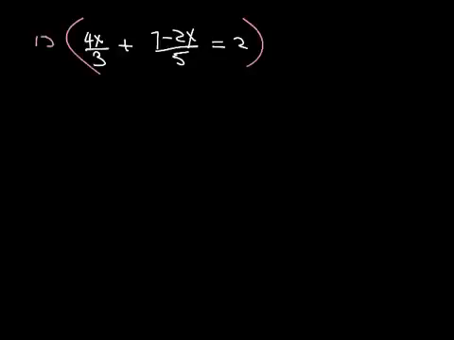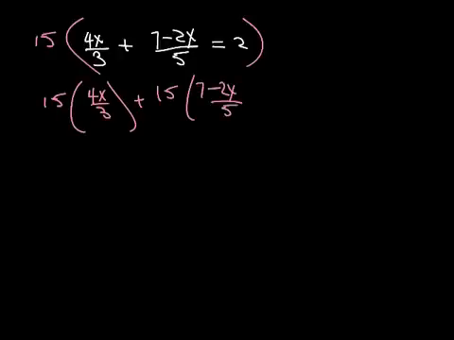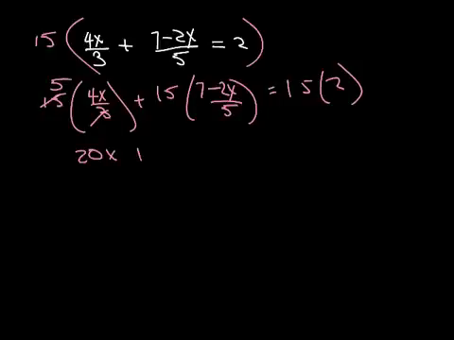We've got 4x over 3 plus 7 minus 2x over 5 equals 2. This usually is what throws folks. So common denominator is going to be 15. So 15 times 4x over 3 plus 15 times 7 minus 2x over 5 equals 15 times 2. So that cancels and that becomes a 5. And then we're going to cancel that, a 1, and that a 3.